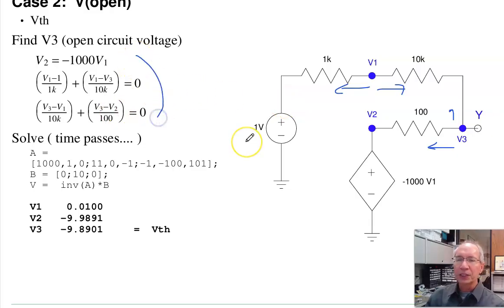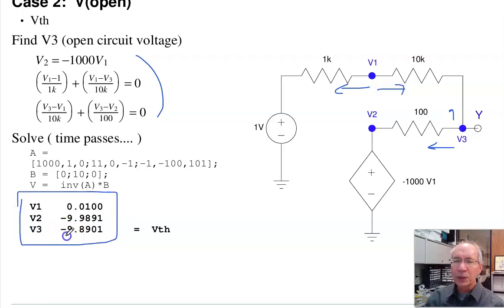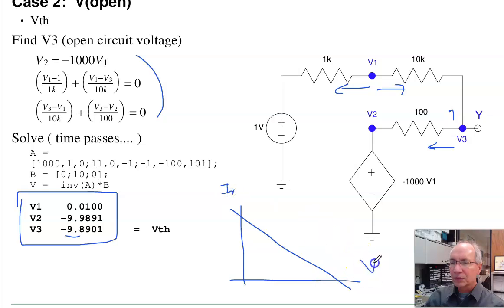Three equations, three unknowns. Now here you group the terms, put in matrix form, solve in MATLAB. I'm not going to go through all that. Here's what you wind up with. This is what I want. V3 is 9.8901 volts, so that's the open circuit voltage. On the load line, it's going to look like this. The open circuit voltage is minus 9.89 volts.